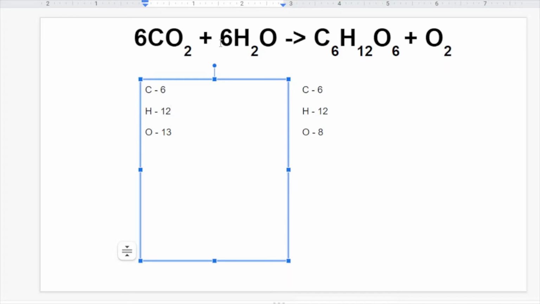But remember, this again has an effect on the oxygen. So while we got 12 here, we've now got another 6 here, which makes 18. So now we need to get from this 8 to 18 over here. Remember, always go from smaller to bigger because you add numbers to the smaller ones. So what can we do to this side?